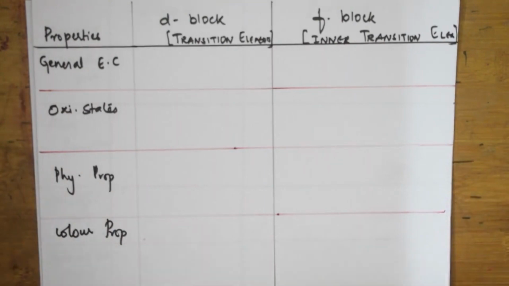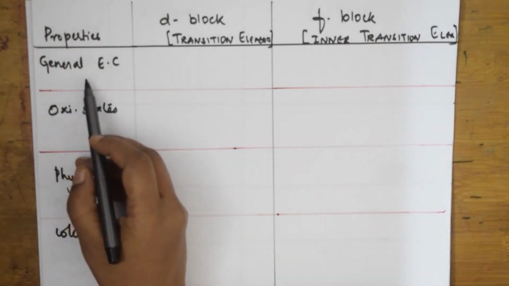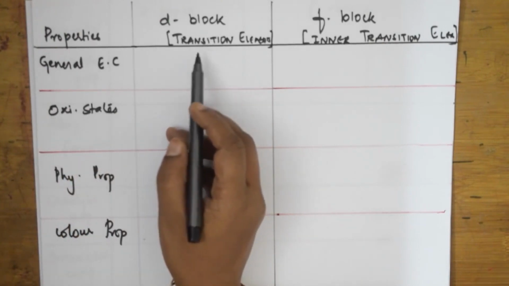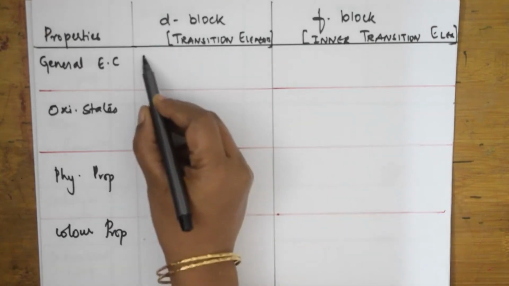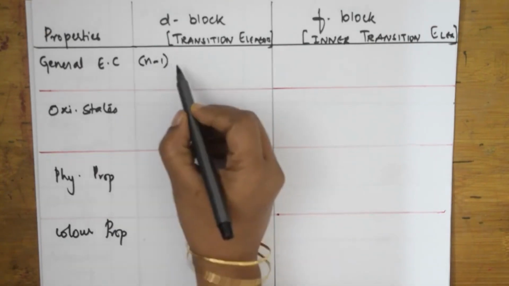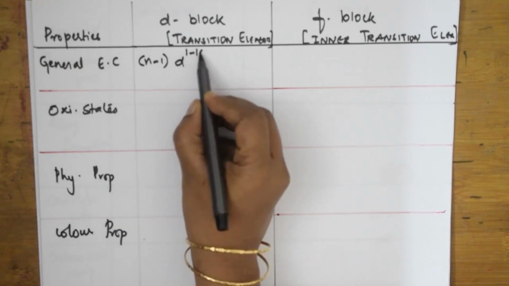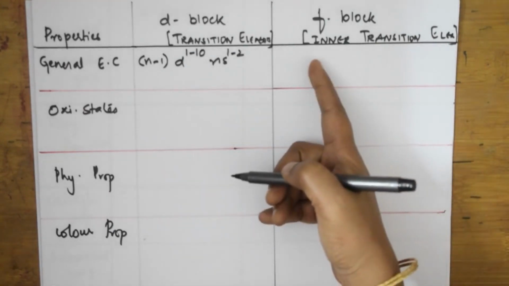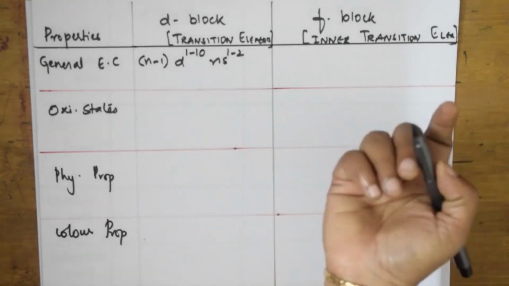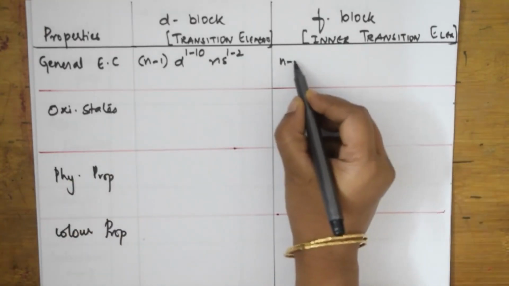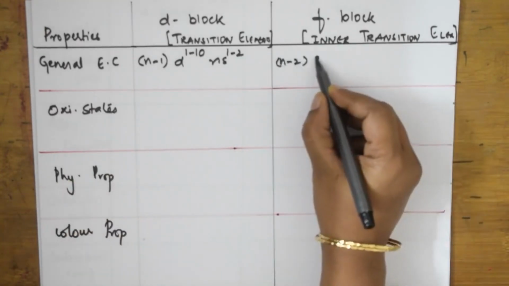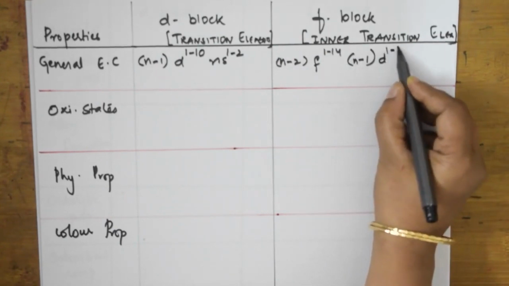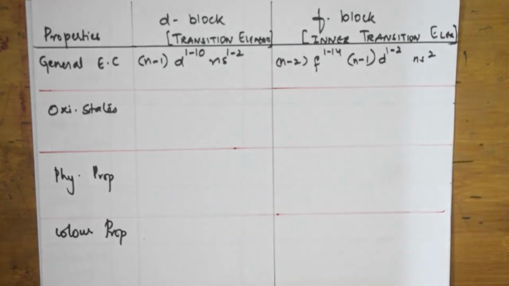So when I have to speak about d block elements, when I have to speak about the general electronic configuration, transition elements means the incoming electron adds to the d subshell, isn't it? So what is the configuration? You need to write (n-1), the penultimate shell. How many electrons can d fill? It is 1 to 10 electrons. So ns can accommodate 1 to 2. That is the general configuration. If I have to speak about the f block elements, it enters into the penultimate as well as the antepenultimate shell also. So that is (n-2). Now f can fill how many electrons? 1 to 14. Now (n-1) d, 1 to 2 electrons only, and ns 2. So this is your general electronic configuration.